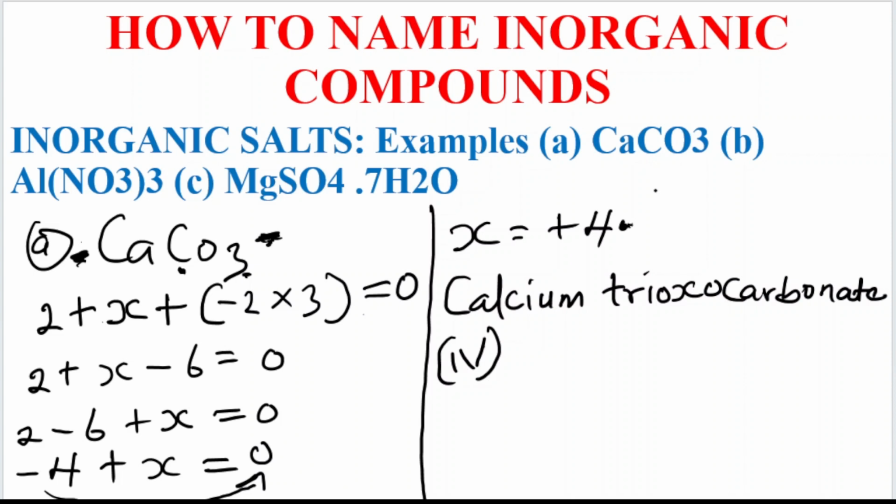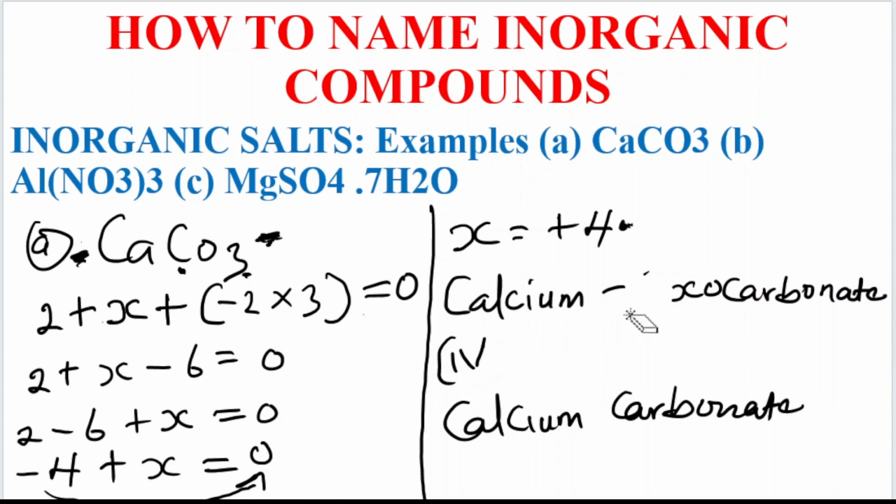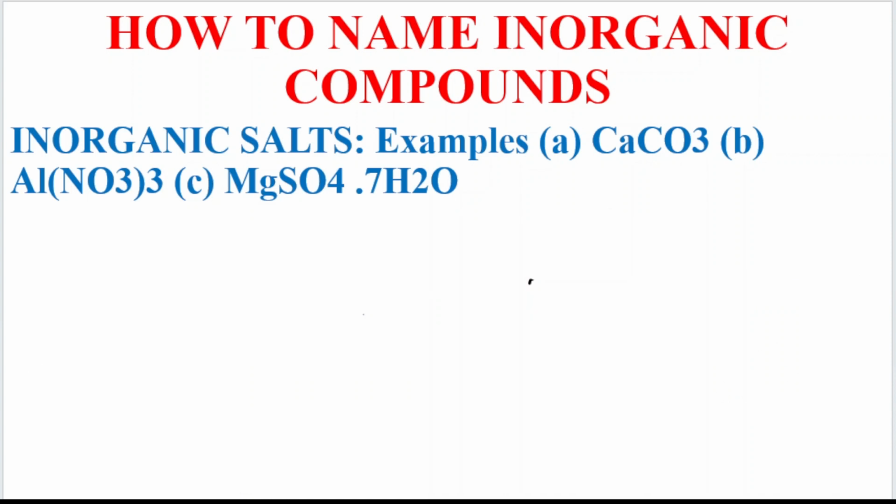This is the WAEC standard. In some textbooks it will just be written as calcium carbonate, which is also correct. It depends on what they are asking you to look for. Okay, let's calculate the second one. For the second one, they added aluminium for us.